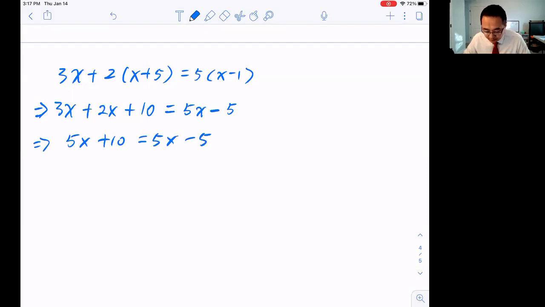Now, whoops, is that right? Yeah, that's right. Okay, so now, well, that can't be right. Is it going to be undefined or no solution? No, it can't be, well, let's see. Because if you get rid of the 5x, and then yeah. So did I write the equation wrong somehow? 3x plus 2x, 10 equals 5x minus 5, yeah.